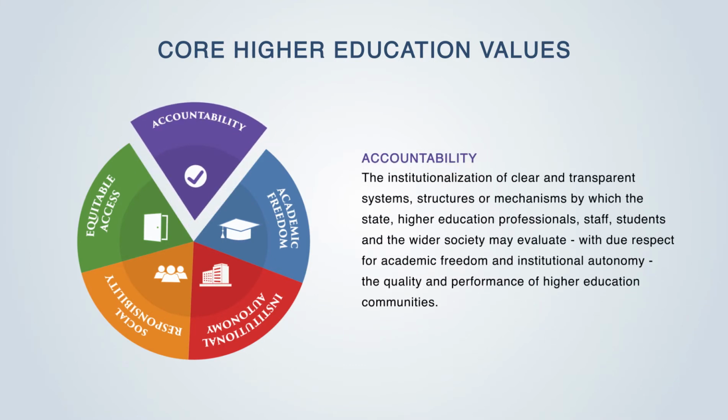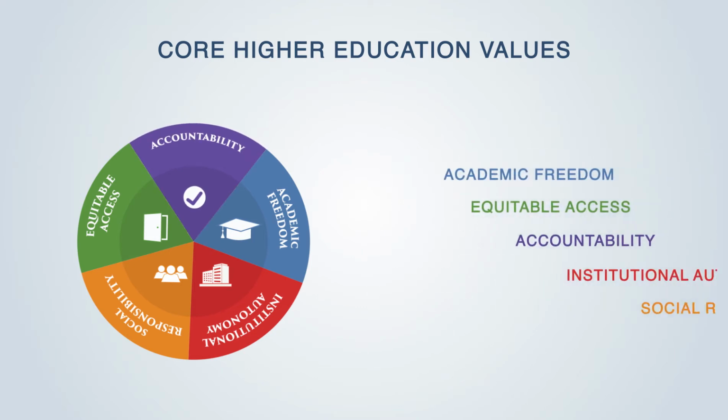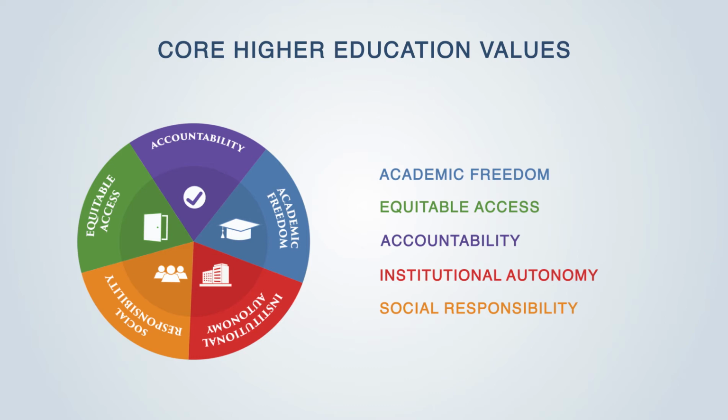Accountability is the institutionalization of clear and transparent systems, structures, or mechanisms by which the state, higher education professionals, staff, students, and the wider society may evaluate, with due respect for academic freedom and institutional autonomy, the quality and performance of higher education communities. Do we need more precise definitions?